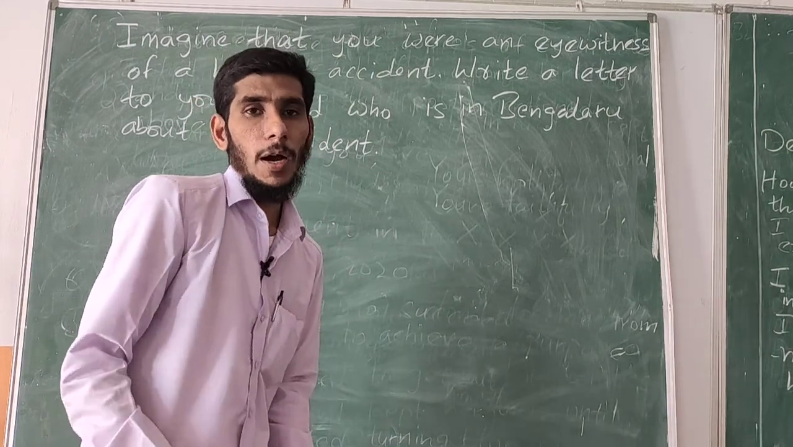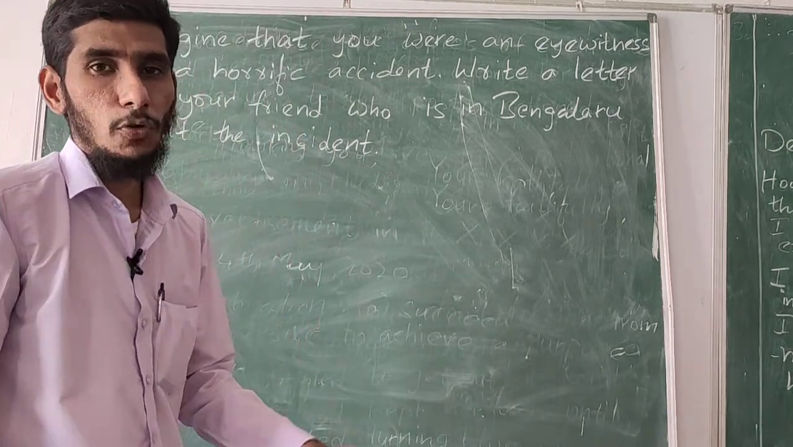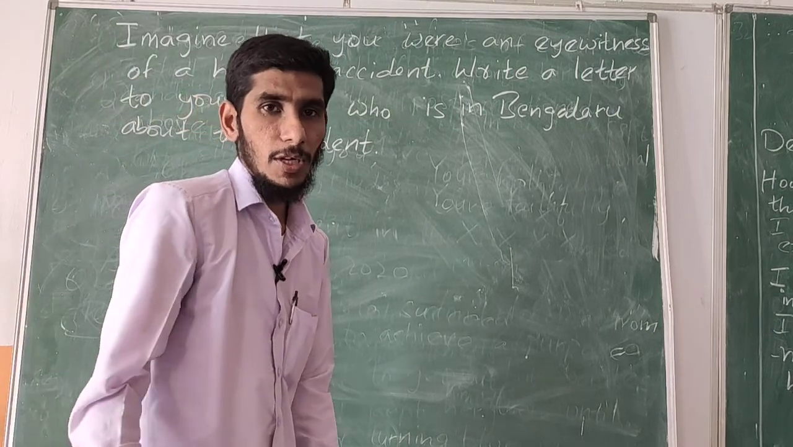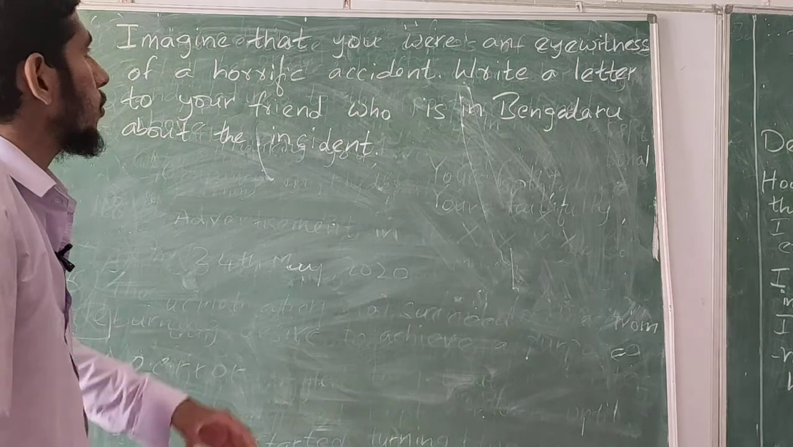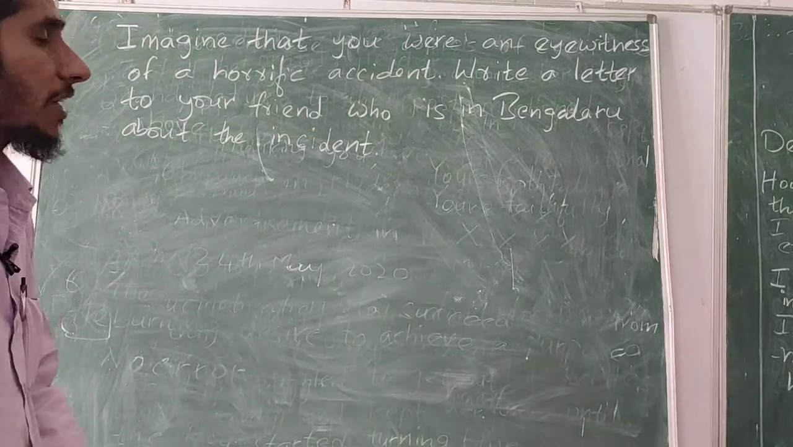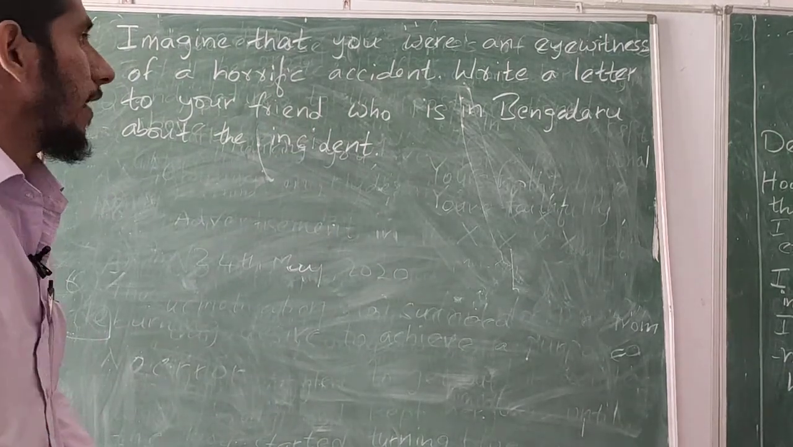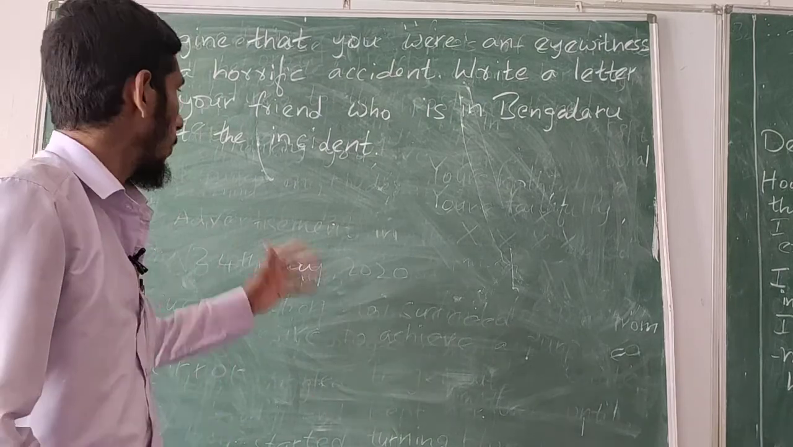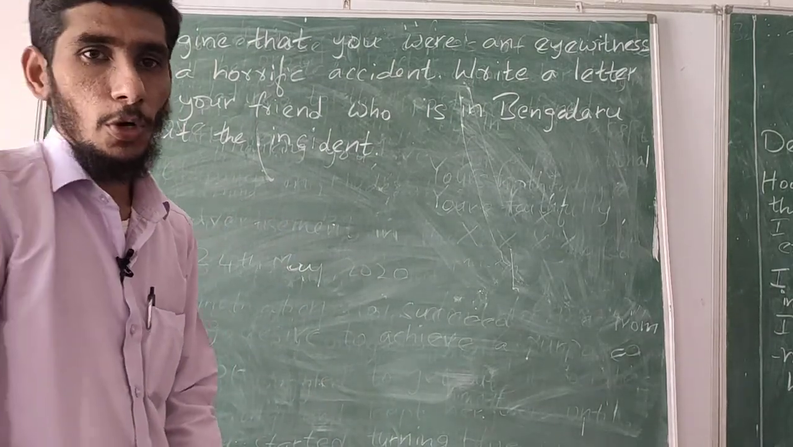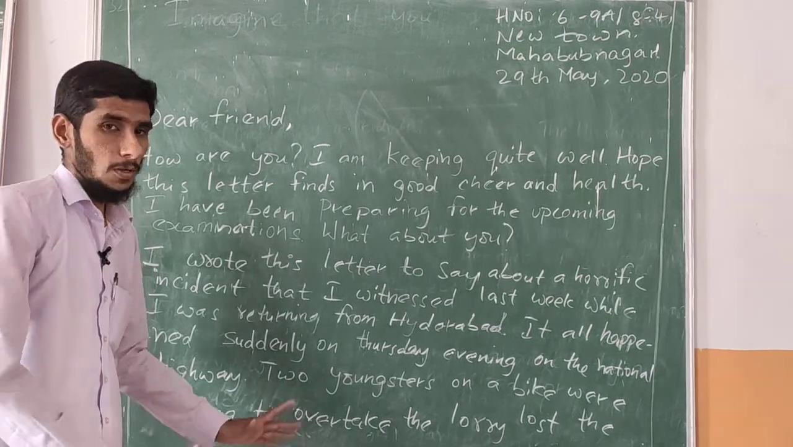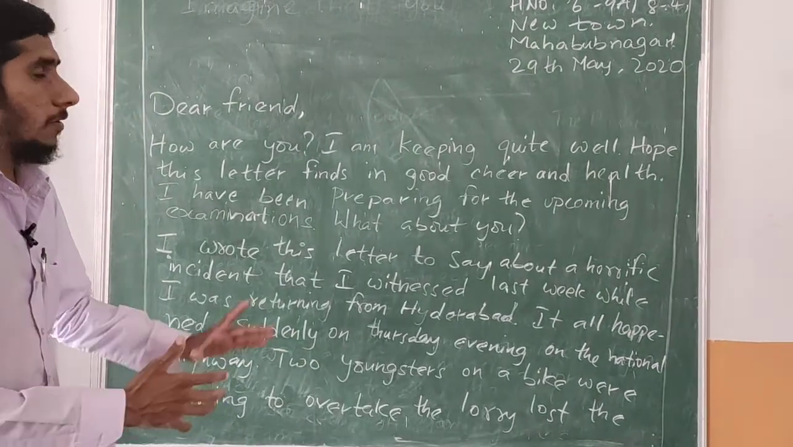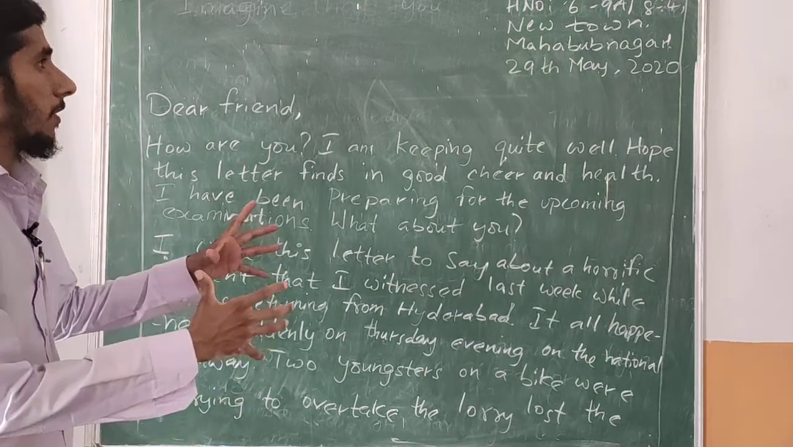Let us move to the other one, that is the informal letter, letter to friends and family members. Let us take one example. Imagine that you are an eyewitness of a horrific incident. Write a letter to your friend who is in Bangalore about the incident. So let us see the pattern.